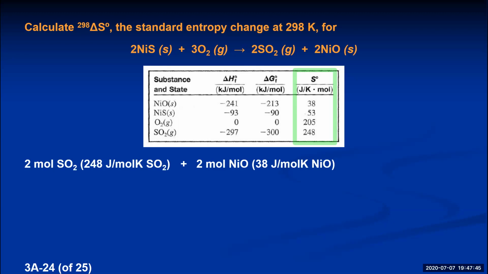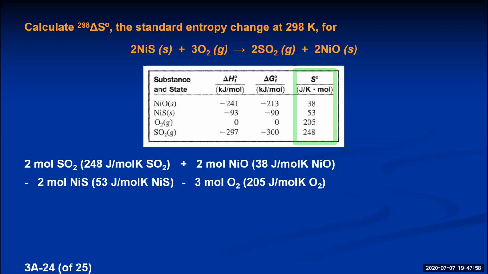Now I go to the reactant side, I'm going to subtract these. Minus 2 moles of NiS multiplied by its absolute entropy of 53 joules per mole Kelvin, and minus 3 moles of oxygen, and notice this is not a 0 value, it actually has a greater than 0 value, the entropy of oxygen 205 joules per mole Kelvin. That's how we do that.